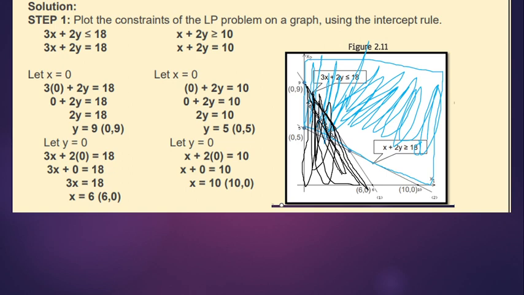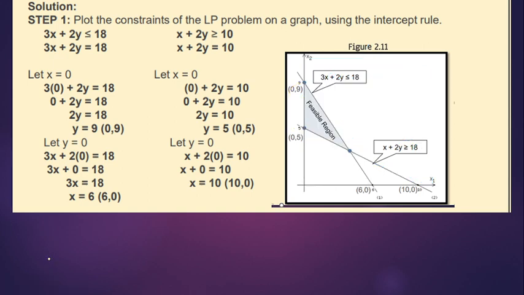Class, take note. In the graphical method, look at the two lines, and both have shaded regions. The feasible region is where the two shaded parts intersect, the overlapping area. So that would be our feasible region.